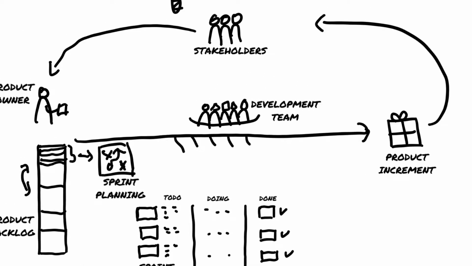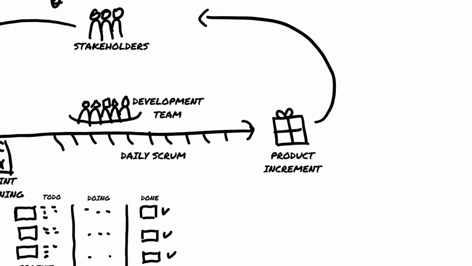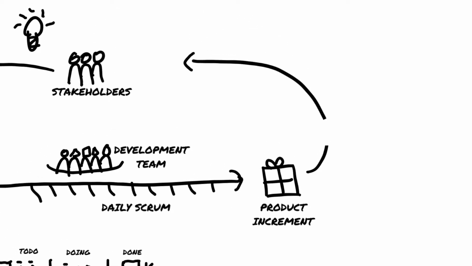To ensure that they are making forward progress towards the sprint goal, the Scrum development team has short daily planning meetings known as the Daily Scrum. Work on the sprint backlog continues until the sprint time box is over. At the end of the sprint, the team delivers a potentially shippable product increment that meets the team's definition of done and brings them closer towards the overall product vision.